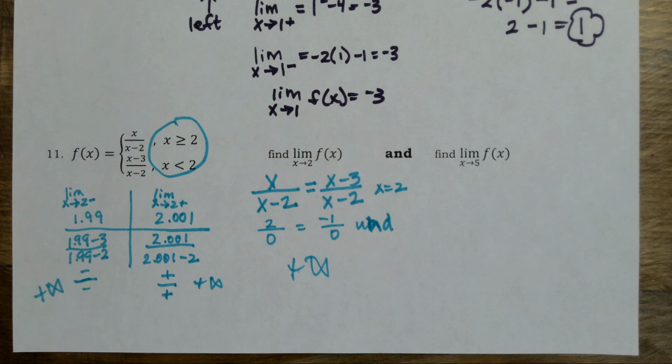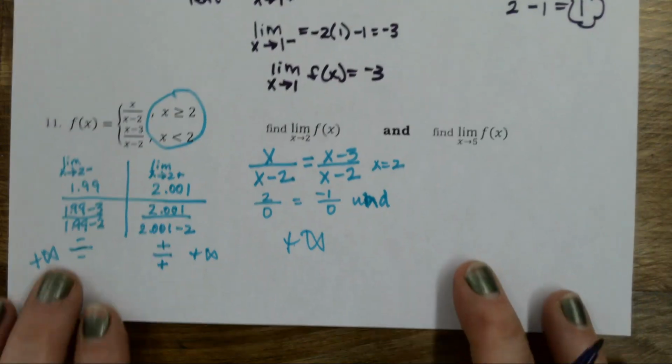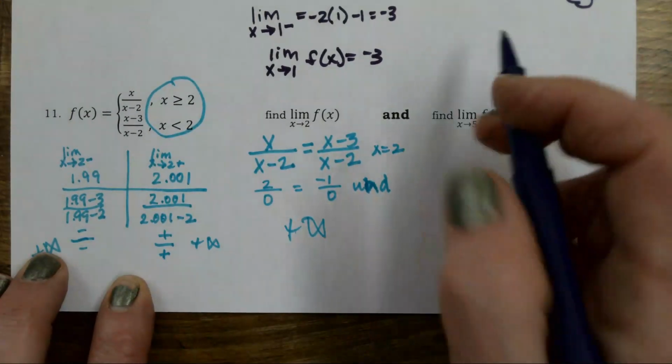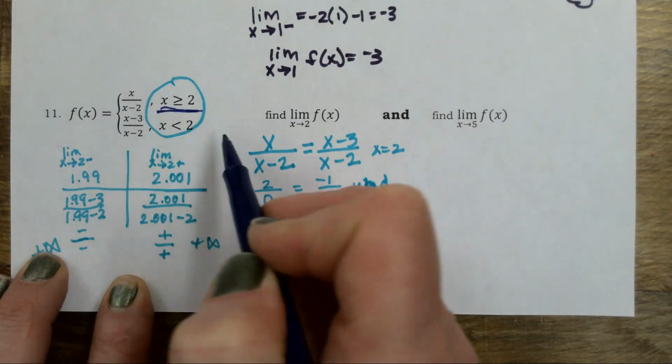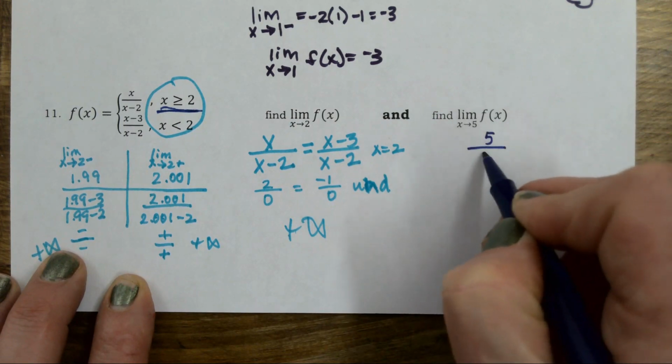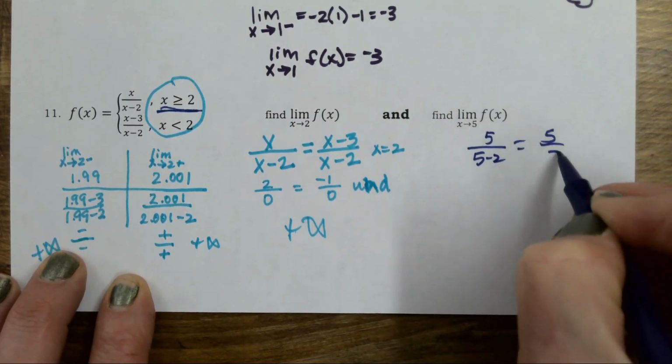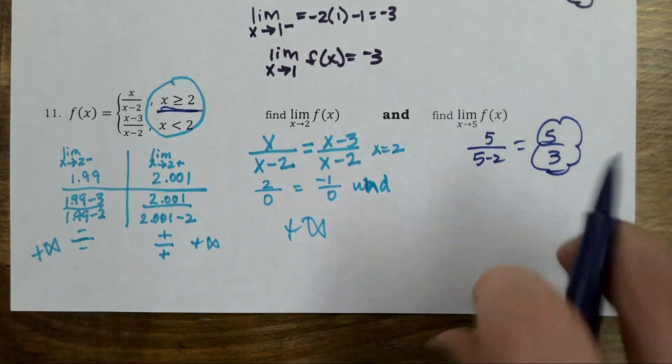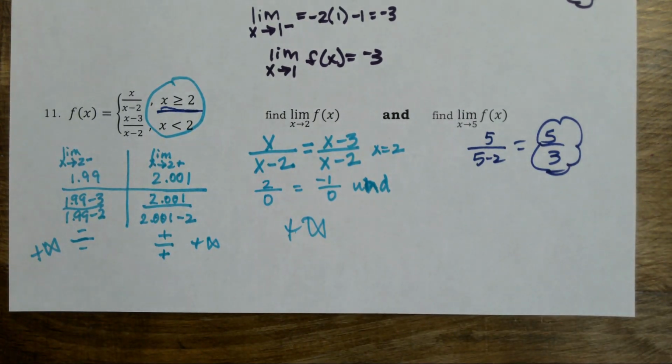How about if x is approaching 5? Is that a big issue? No. Which one do I use? The top one, because that's the one that 5 belongs in. 5 is greater than or equal to 2. So I'm going to do 5 over 5 minus 2, which is 5/3, and there's my limit. The only time a piecewise function is a problem is when we are looking at a limit at the place of the breaking point, basically, where the functions change. Okay? All right.